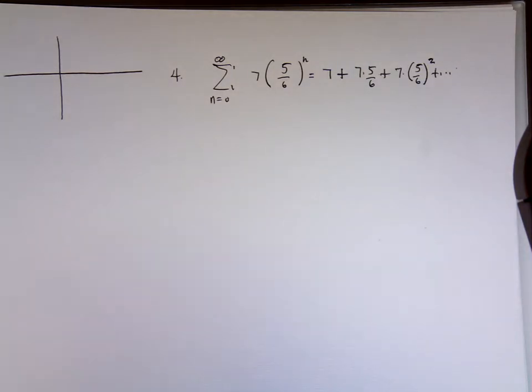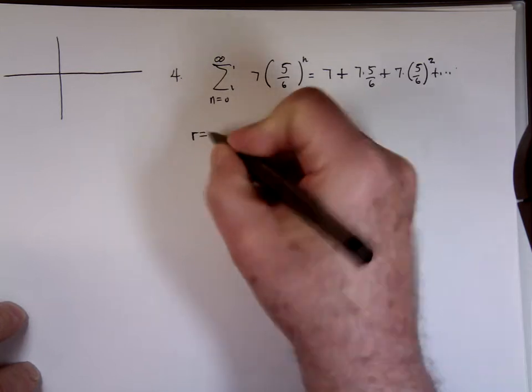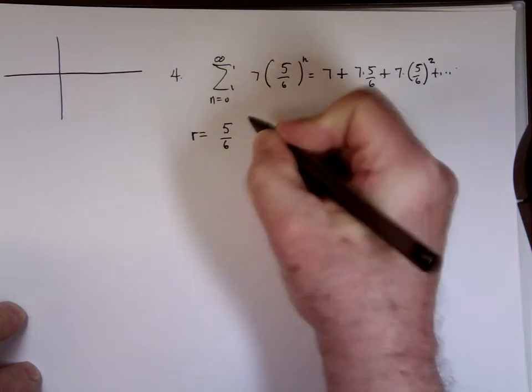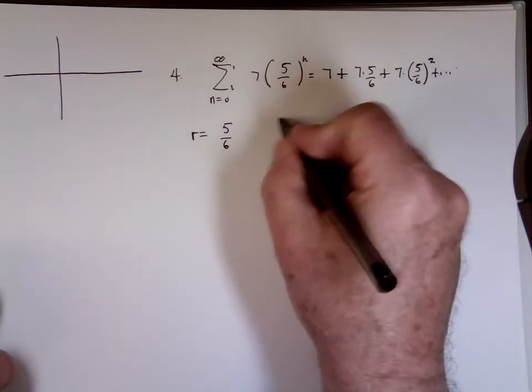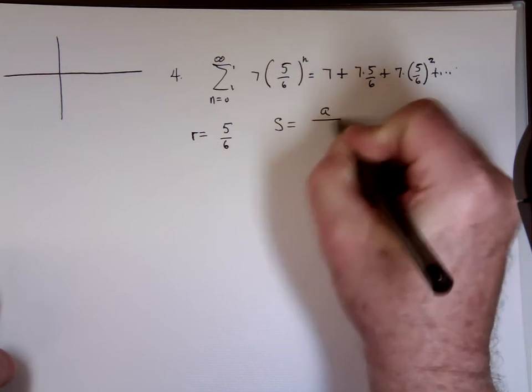Since r is 5/6, that's called a common ratio. That's the number that you multiply each term by to get the next term. Since r has an absolute value less than 1, this converges. It has a sum. Okay? The sum is equal to a over 1 minus r.